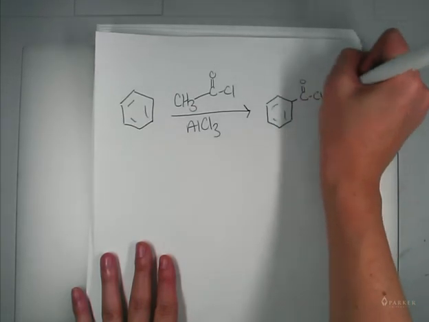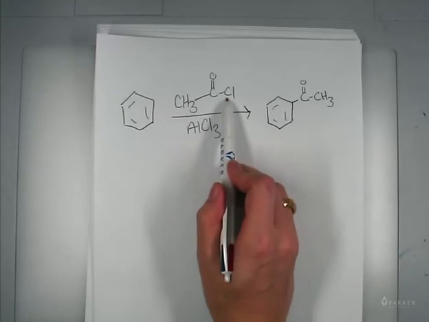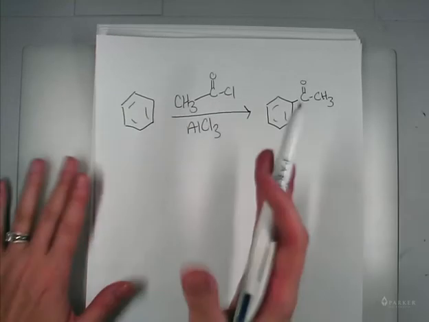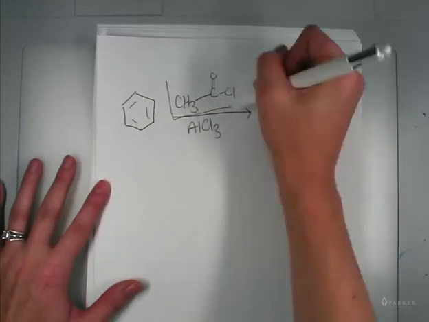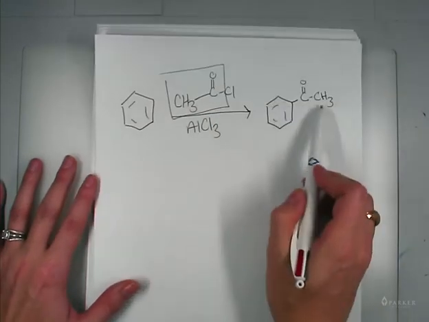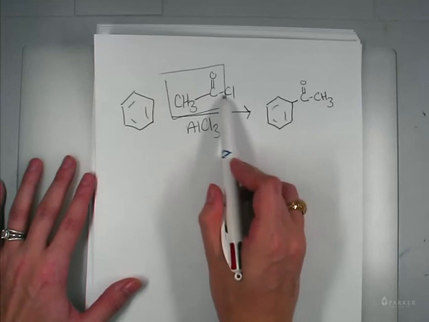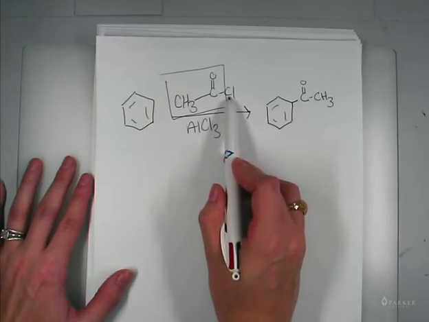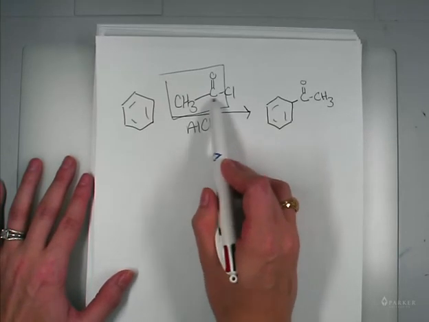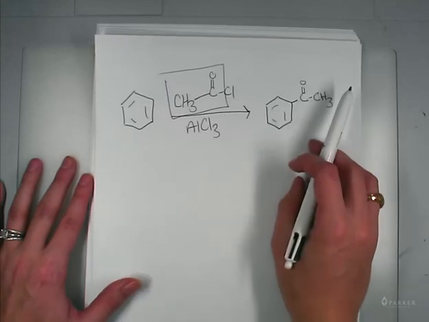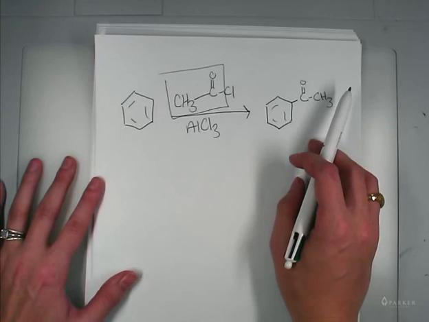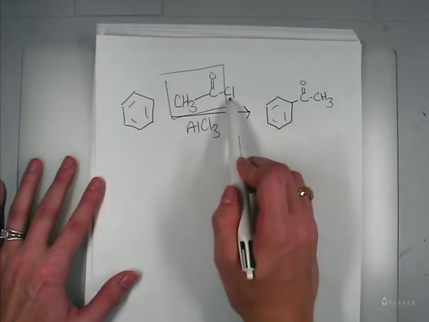C double bond O, CH3. You see where the chlorine's at? Everything to the other side of the chlorine will go on your benzene. So this whole thing there. And what attaches to benzene is, do you see how the carbonyl is attached to chlorine? Not the methyl. So it's the carbonyl that's attached to benzene. So benzene replaces chlorine, essentially.